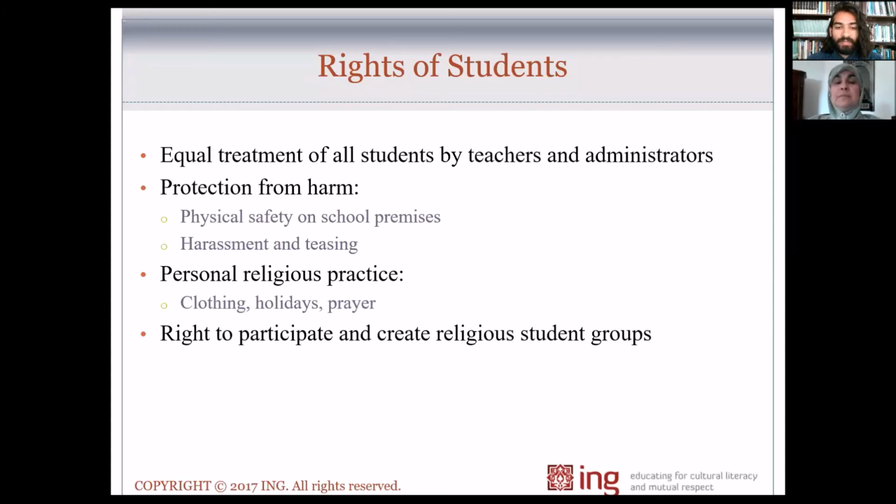Students also have the ability to participate and create religious student groups. So this includes MSAs, or Muslim Student Associations, and these are great opportunities for young Muslims to gather either at lunch or after school to discuss issues that affect their community, as well as do various forms of outreach to the rest of their school about Islam and Muslims.